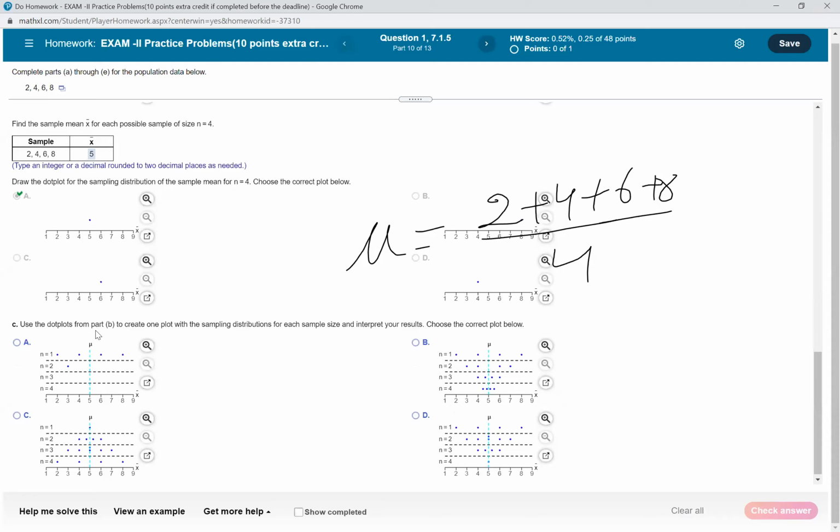Okay, so use the dot plot from part B to create the dot plot with the sampling distribution for each sample size. So now you will combine all the figures and you will just have one figure. That means when sample size n equals 1, we have 4 numbers. So this is not correct. This is not correct. So the correct answer will be this one, the last one. Yeah, this is the correct answer.